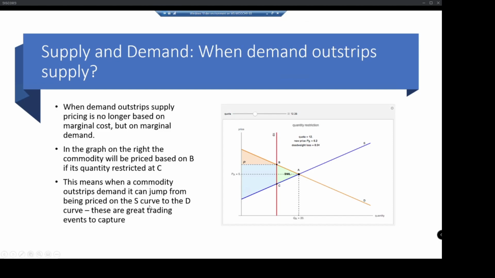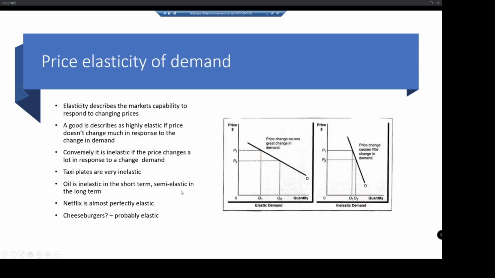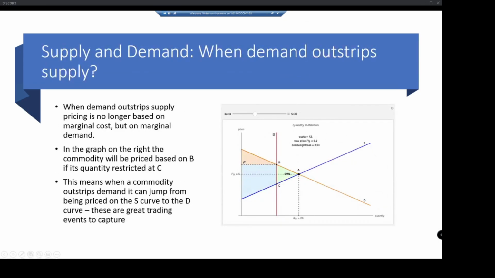So oil is a classic here, and I'll show you an actual graph for oil in a minute that shows you this effect, because for some reason it happens all the time in oil, where it either gets oversupplied and they can't sell any more oil and the price crashes, or it gets undersupplied and the price shoots to the moon because there's nothing more that can be supplied, but everyone wants to buy it. And so you get these jumps from pricing on this curve to pricing on that curve.